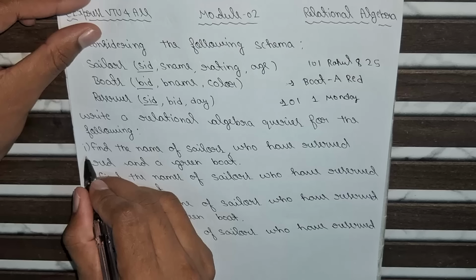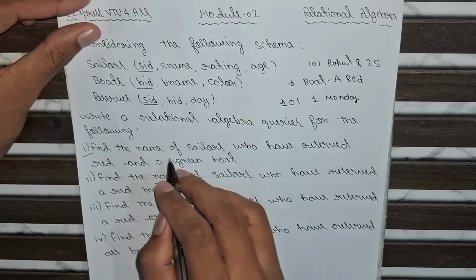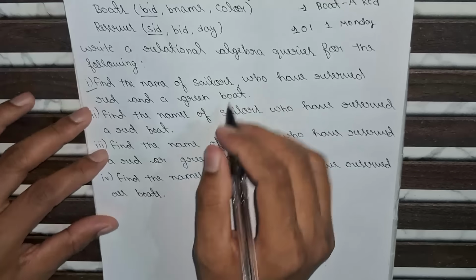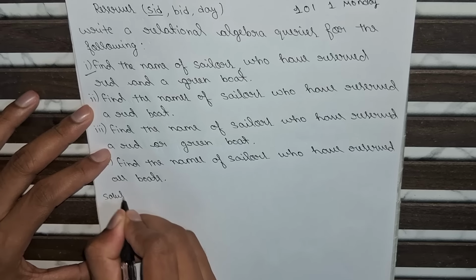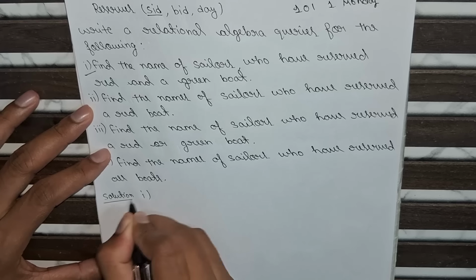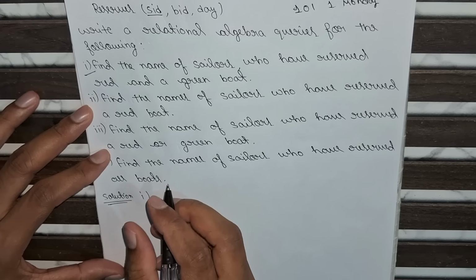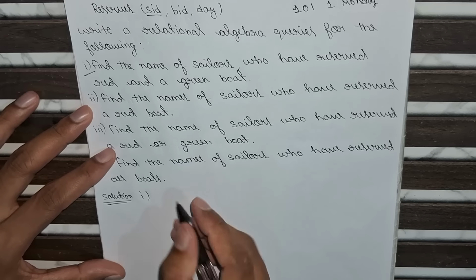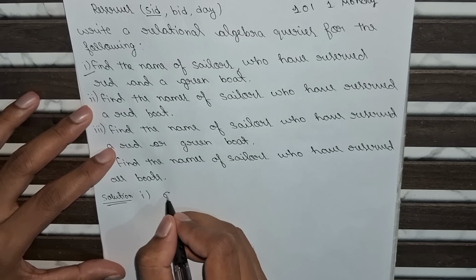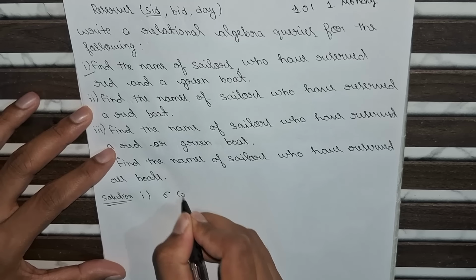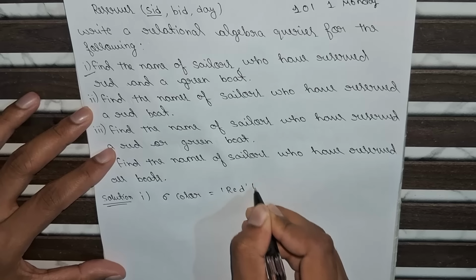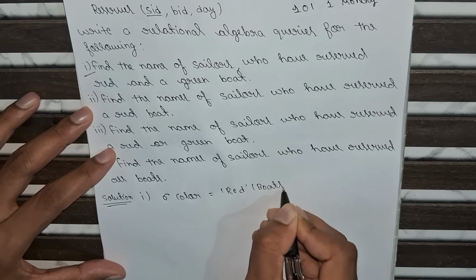Now we are going to solve our first question, which asks: find the names of sailors who have reserved a red and a green boat. So, the solution for the first one. First we need to find the red boats as given in the question, so we use selection here. As we have seen in the operator section, in selection we use sigma. So sigma of color equals red, applied on boats. So like this you first write.